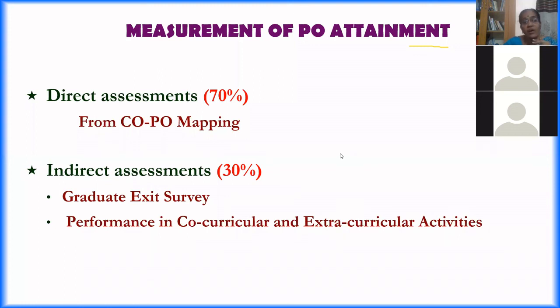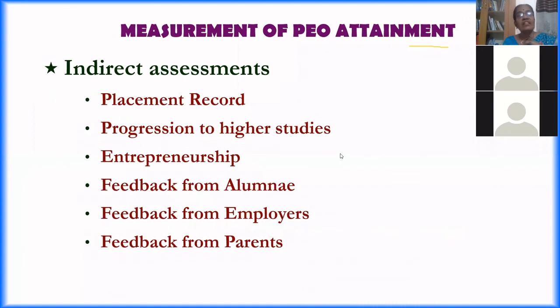And for all the 3 years, the performance of each and every student in the co-curricular and extracurricular activities will be recorded by the mentor, the tutor, and that will contribute to some amount in the 30%. All these activities of the students are recorded from the very first semester itself up to the 3 years, and that performance is also assessed. Then finally, the PEO attainment.